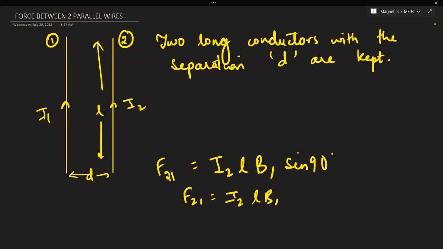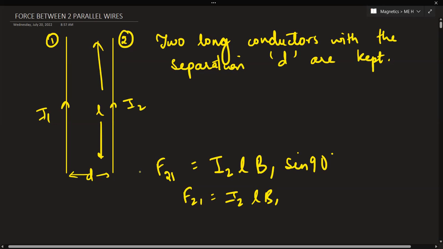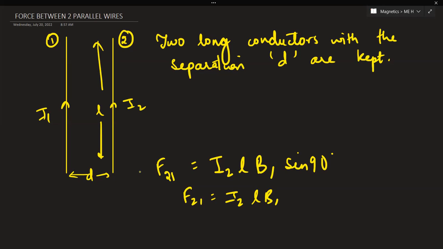So see, this is one conductor, this is one conductor. Two wires are there, parallel to each other. The first one is carrying the current I1, the second one is carrying the current I2. Both currents are in the same direction. L is the length of the conductors and the separation between the conductors is small d.